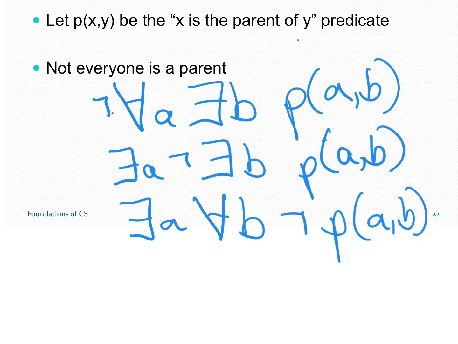So let's look at this expression and see what it says. There is something in my domain that we'll call A. There's some person in my domain. Remember, my domain is just people. So there's some person, we'll call them A, such that for every single person in existence, A is not the parent of B. So all three of these are completely legitimate and equivalent ways to write not everyone is a parent.